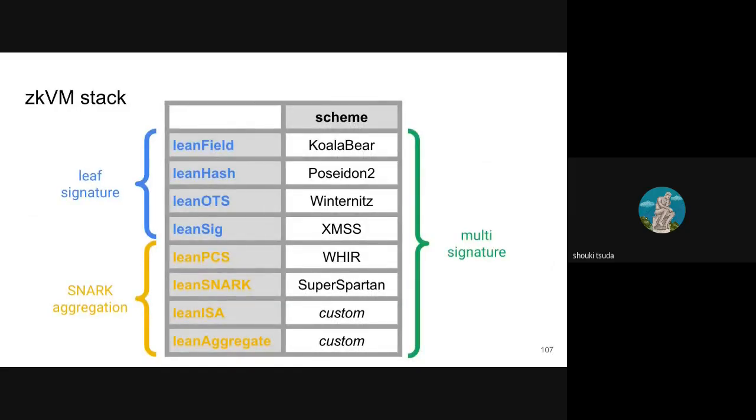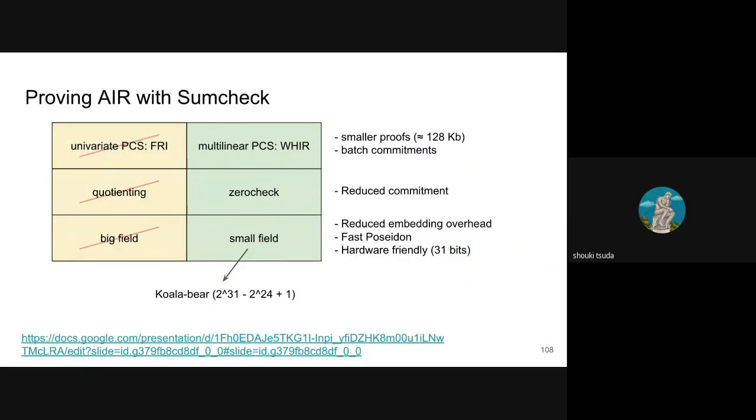Here is the zkVM stack. We can use a very, very small field, which is called KoalaBear. And we are just using the hash function as an assumption, so we can use Poseidon2 for ZK friendliness. And here is the snark aggregation part. This zkVM has its own custom ISA, and the aggregation is also custom. So here, as I mentioned before, it is not determined.